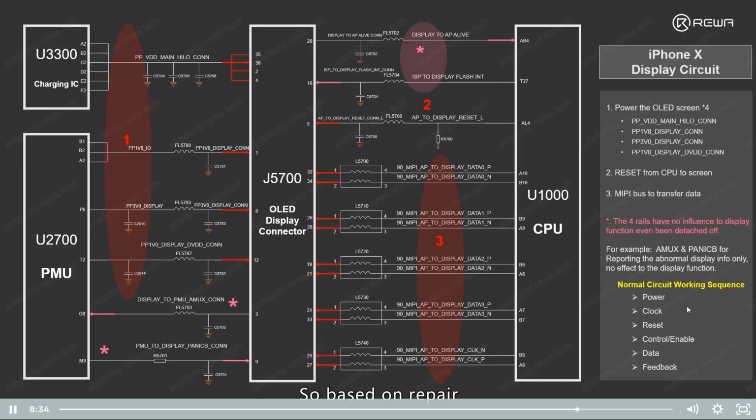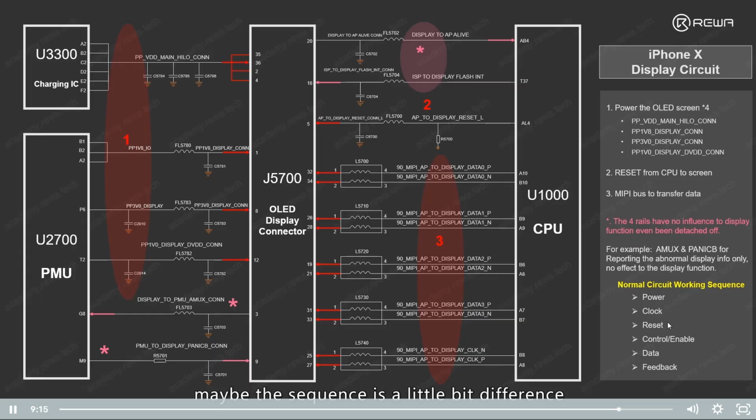So, based on repair, if you can remember the sequence, that would be very great. And one more tip is, this sequence is for reference only, because not all circuits follow a sequence like this. For example, in this display circuit, power first, and then we have the clock, then reset, then the control enable, then data, MIPI, and then no feedback. So this one is only for reference, not all circuits have these factors.